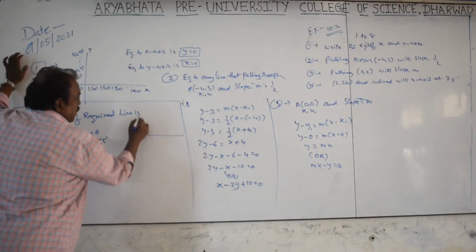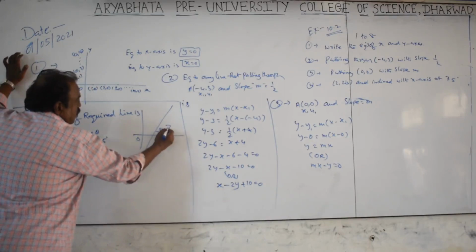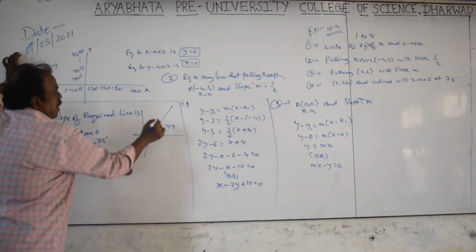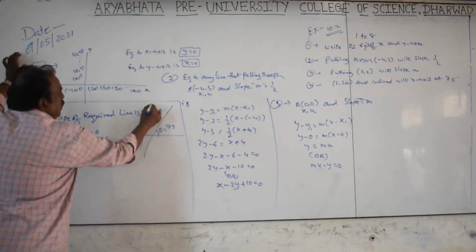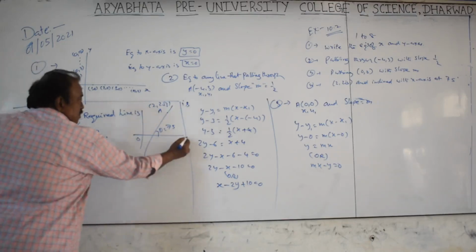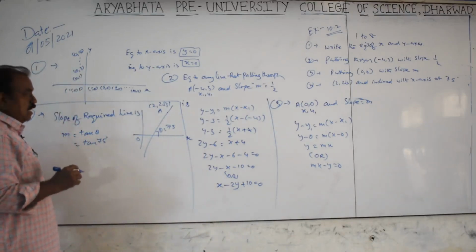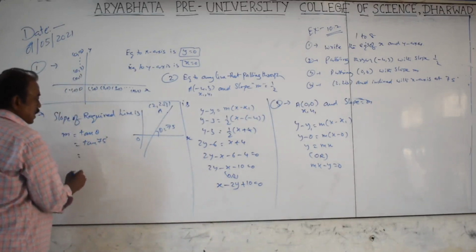Suppose it is the x-axis and y-axis. The line is like this, where theta is equal to 75 degrees, and it is passing through the point (2, 2 root 3). That is the diagram. Okay? Like this. So first we have to find the slope of that line.